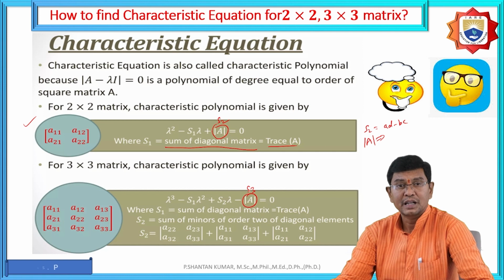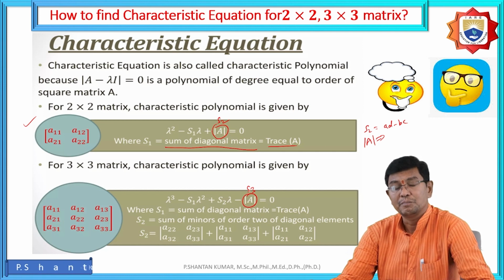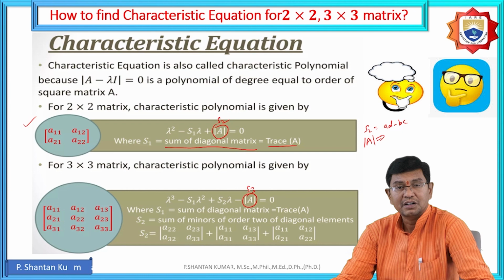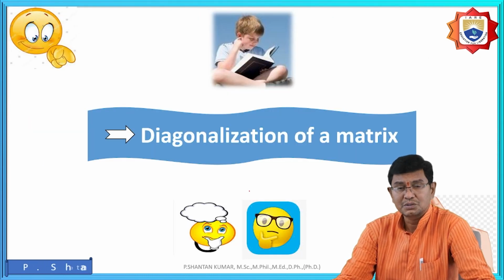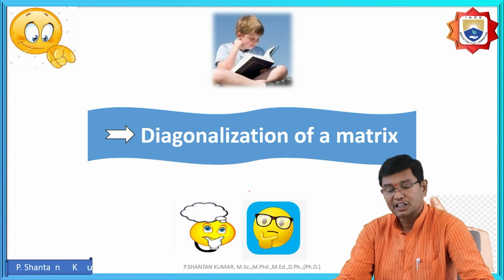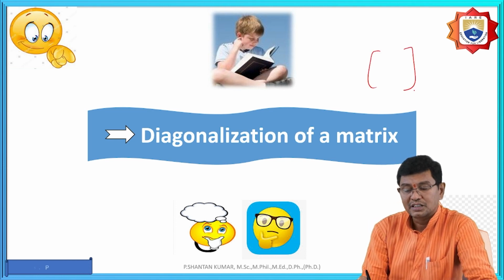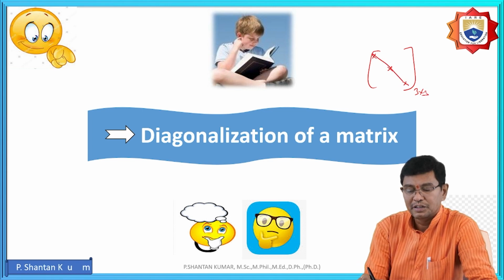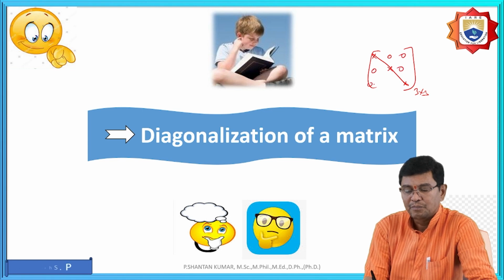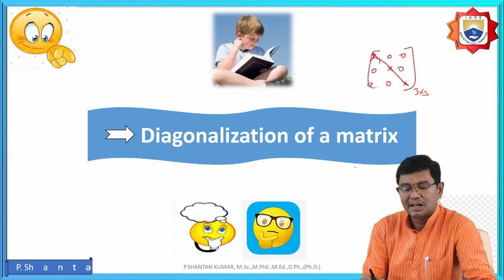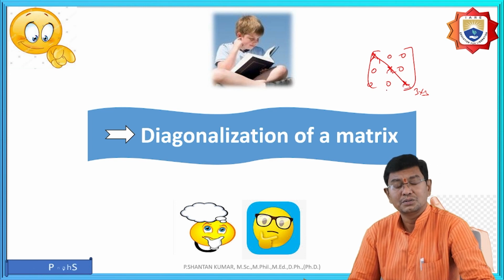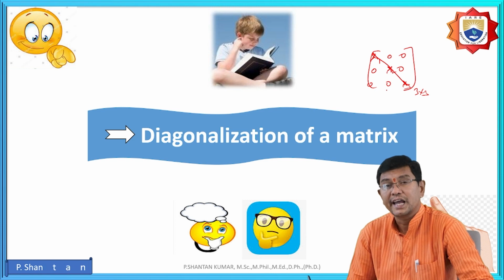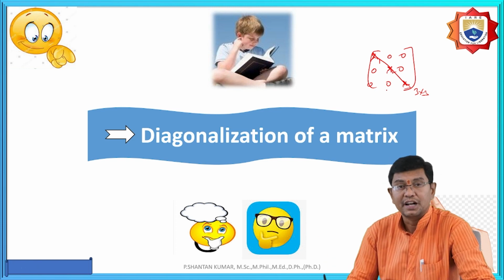That means we need to recall some definitions and important points, and based upon these we go further to the diagonalization of a matrix. What is the meaning? A diagonal matrix is one whose non-diagonal elements are 0. For example, for a 3 by 3 matrix, the rest are 0, and the non-zero elements are lambda 1, lambda 2 and lambda 3. We need to reduce the matrix so that the diagonal elements are the eigenvalues of the given matrix.